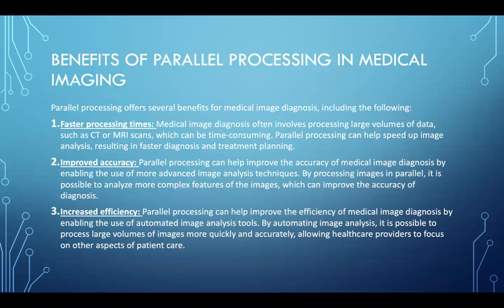Improved accuracy. Parallel processing can help improve the accuracy of medical image diagnosis by enabling the use of more advanced image analysis techniques. By processing images in parallel, it is possible to analyze more complex features of the image, which can improve the accuracy of diagnosis.